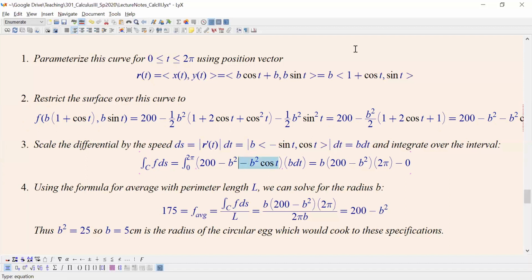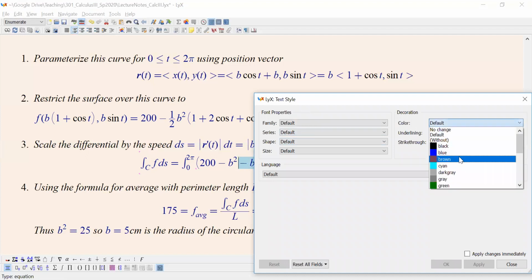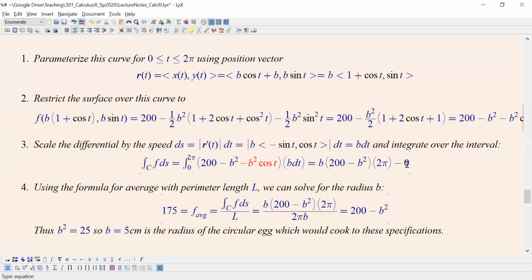I'll highlight that. Let me see, can I go? Let's try color. Yes. Brown. How about red? There we go. Boom. It's gone. So by symmetry, no, not by symmetry. By properties of periodic functions, we integrate the cosine to 0.